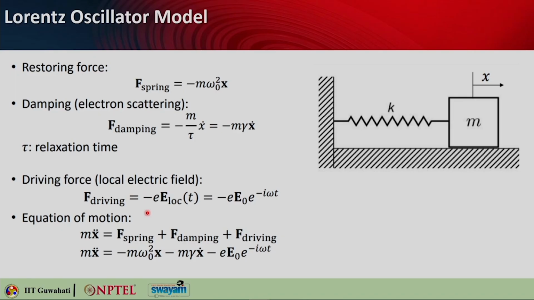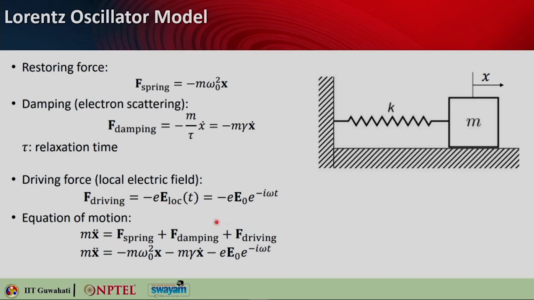When the electric field goes in the downward direction, the electron cloud will be pushed upwards, because the electron cloud gets repelled by the electric field. So, you can think of it in that direction. You can write F driving equals minus E times the local electric field, where E is the electron charge.